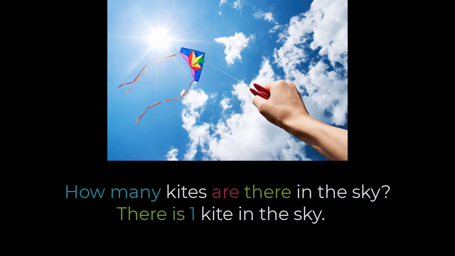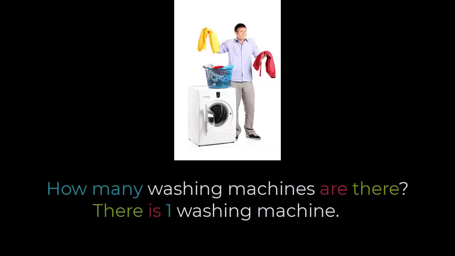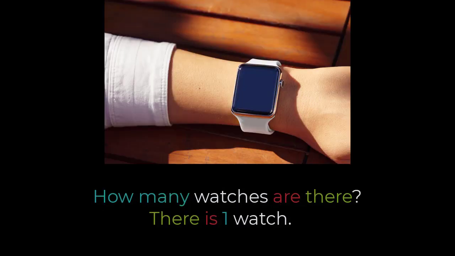How many kites are there in the sky? There is 1 kite in the sky. How many washing machines are there? There is 1 washing machine. How many watches are there? There is 1 watch.